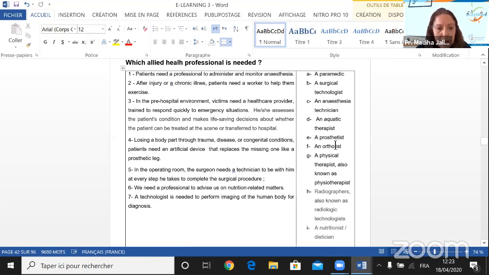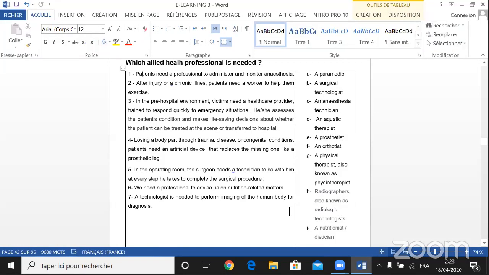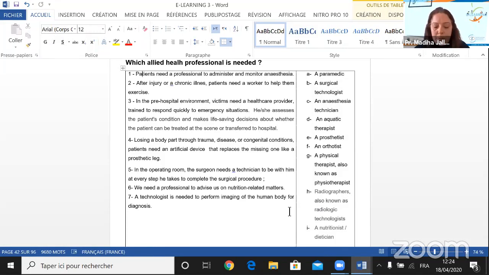Nice. Five, we are in the operating room. The surgeon needs a technician to be with him at every step he takes to complete the surgical procedure. Is there an answer there? A surgical technologist? Yes, surgical technologist. In French, we use the word instrumentiste, but here we have surgical technologist or surgical technician.